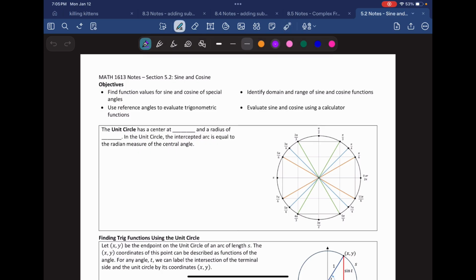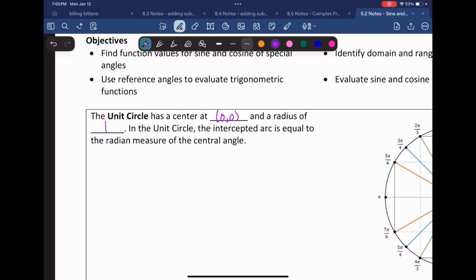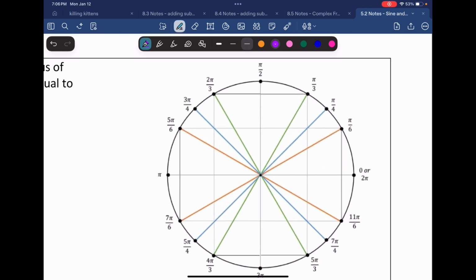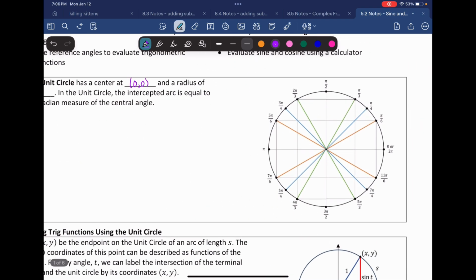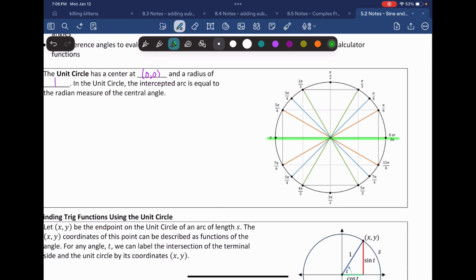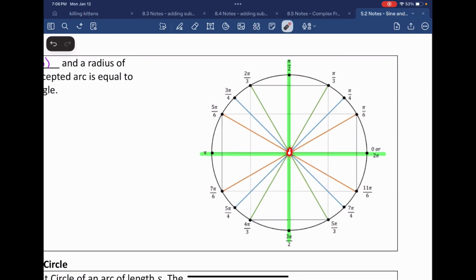All right, so specifically talking about this thing called a unit circle. The unit circle has a center at the origin, 0, 0, and a radius of 1. Okay, in the unit circle, the intercepted arc is equal to the radian. All right, so here is my x and y axis right here. X-axis, y-axis. So each of these points from the center to a side, these all are 1 unit.